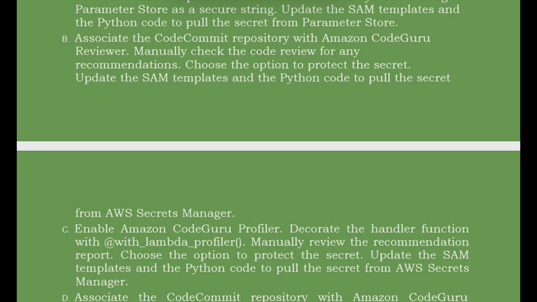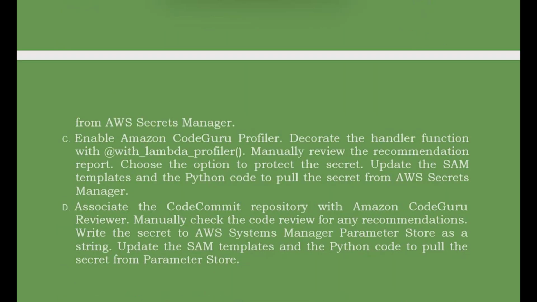Option C, enable Amazon CodeGuru Profiler. Decorate the handler function with the lambda_profiler function. Manually review the recommendation report. Choose the option to protect the secret. Update the SAM templates and the Python code to pull the secret from AWS Secrets Manager.